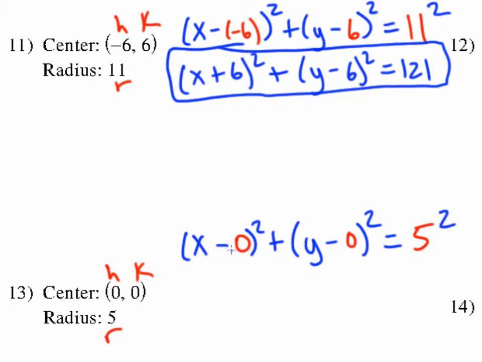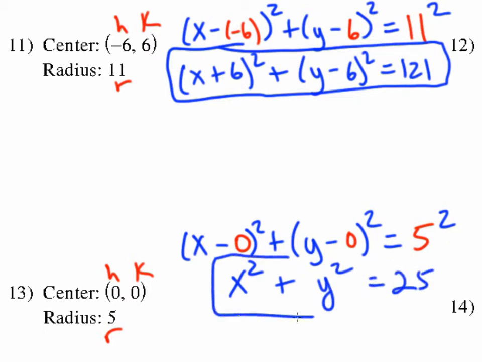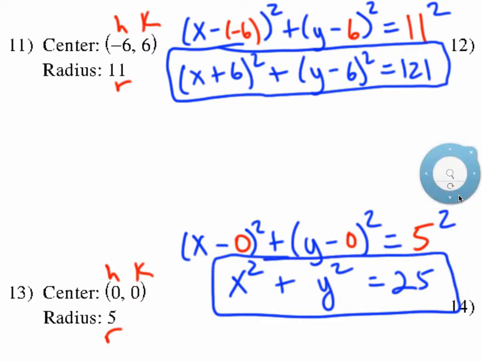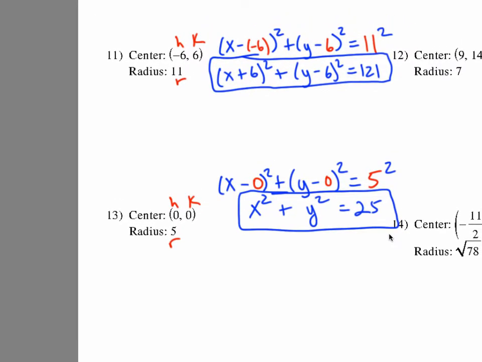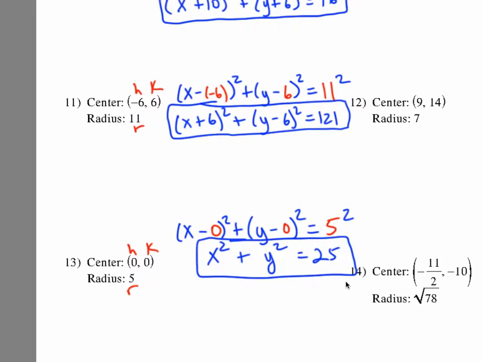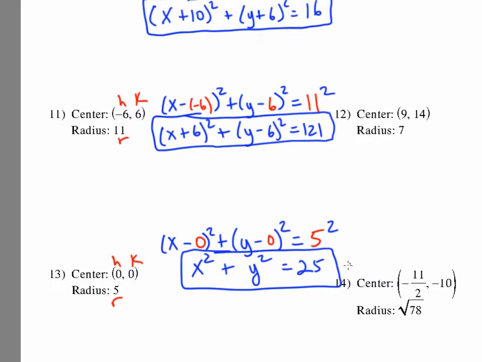But what is x minus 0? X take away 0 is just x, right? So x minus 0 squared is just x squared. Y minus 0 squared is just y squared equals 5 times 5, which is 25. I think that is good enough, and you guys should be able to tackle the rest.